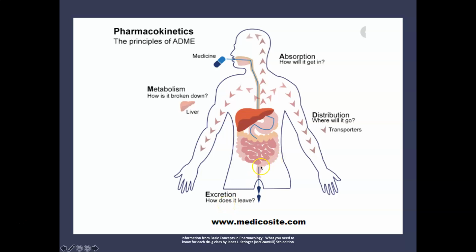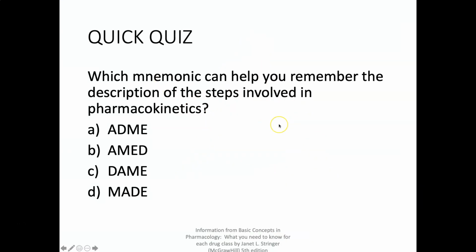Does it leave through the digestive tract? Does it leave through the kidneys? Does it leave through bile? There's all those types of ways. So A, D, M, E are the letters. If you want to memorize the letters, A, D, M, E. Absorption, distribution, metabolism, excretion. Make sure you know that. Hint, hint. And there we go. Which mnemonic can help you remember the description of the steps involved in pharmacokinetics? I know you can get this one.